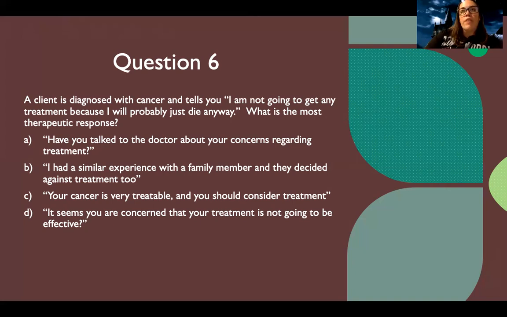We don't want to belittle their feelings, we don't want to tell them how they're feeling, or tell them how to feel. We don't want to give them any advice. We want to really focus on the patient. So let's see which answer might be best. A says, have you talked to the doctor about your concerns regarding treatment?